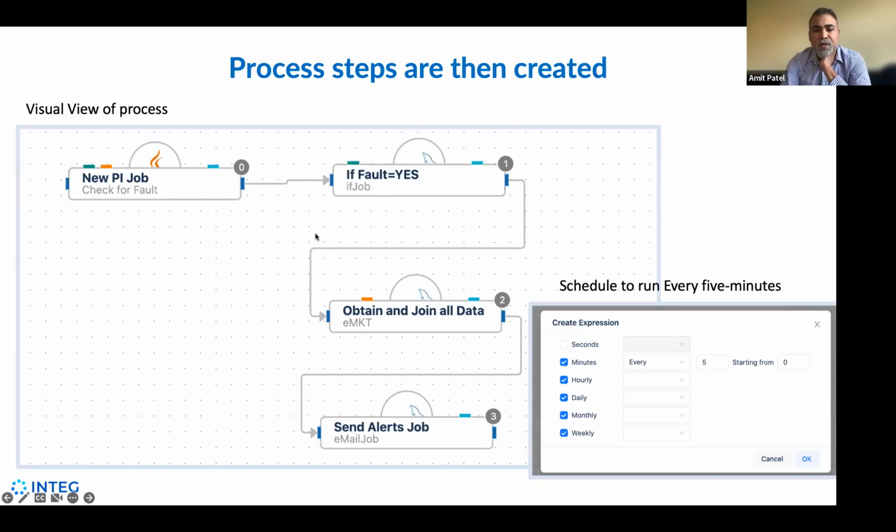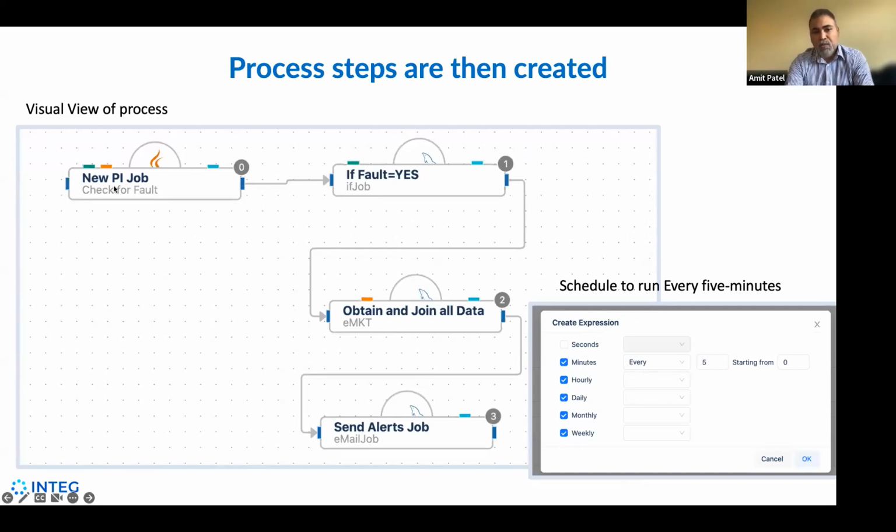Yeah, and then the other issue is that when you're doing this, all these tools will allow visual review of steps. So for example, you could see this is a new Pi job. If the fault is yes, then I'm going to obtain all of the data that I need, and then I'm going to send an alert. There's some detail behind this that I'm not going to go into, but visually, that's essentially what it is. And then I can say, hey, run it every 5 minutes. So doing this is not super complicated. Once you have the process and you work with IT on some of the tools, you can create these process steps.